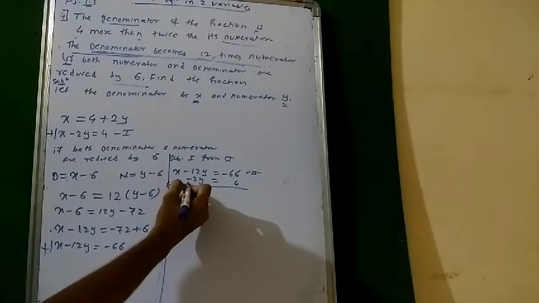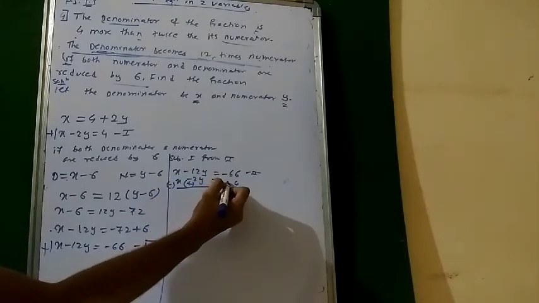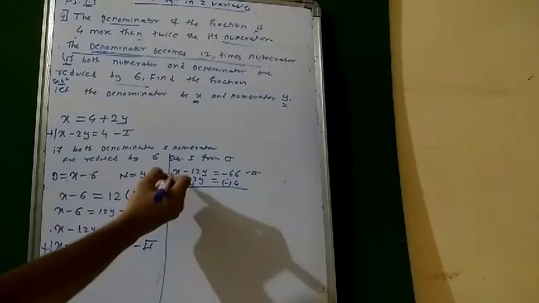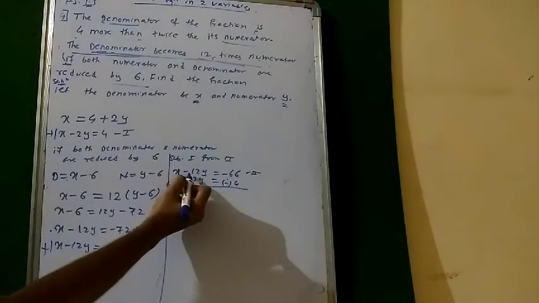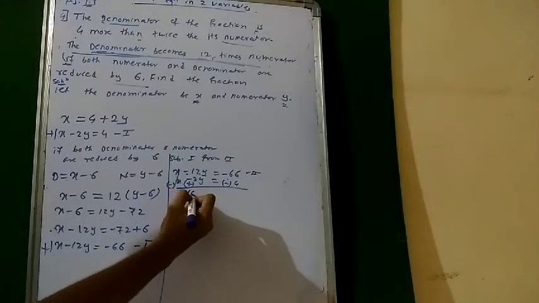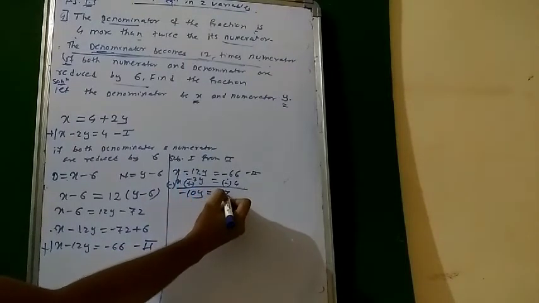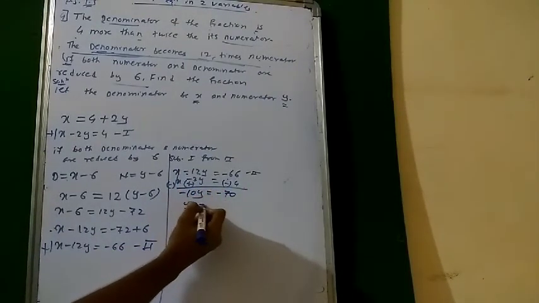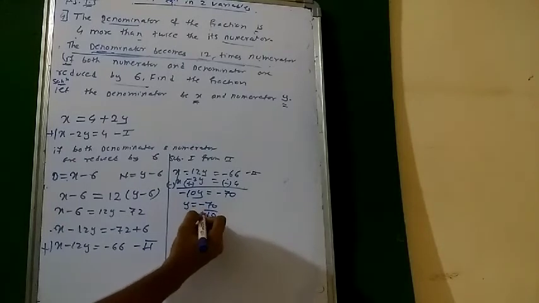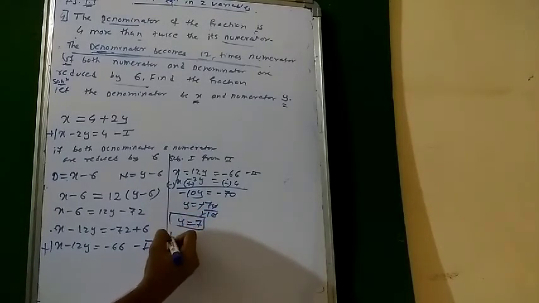So the sign will change, plus will become minus. So x minus x cancels. Minus 12 plus 2, it is minus 10. Okay. And minus 66 minus 4 is minus 70. So y is equal to minus 70 upon minus 10. So the 0s cancel. y is equal to 7.